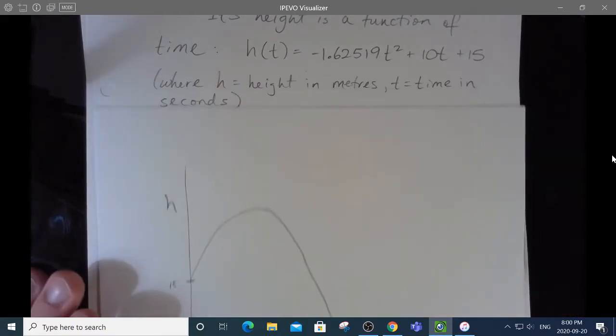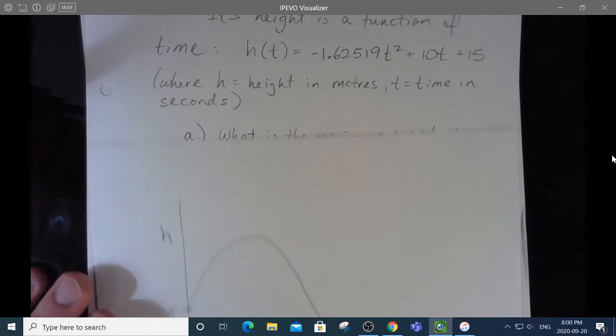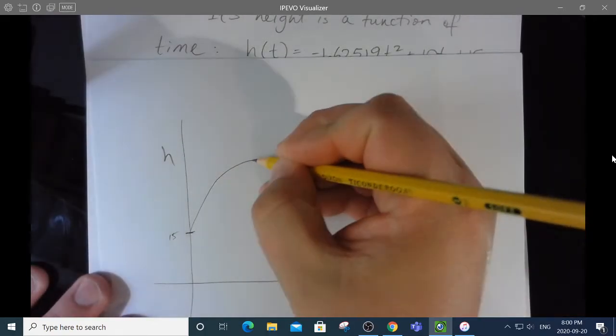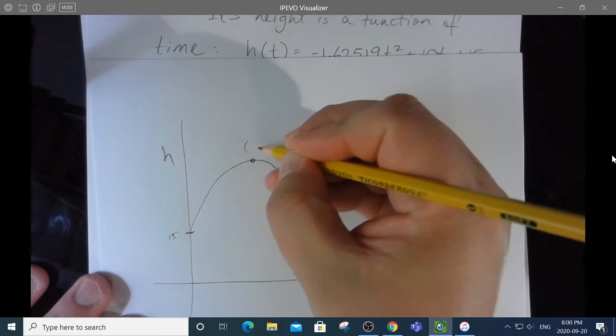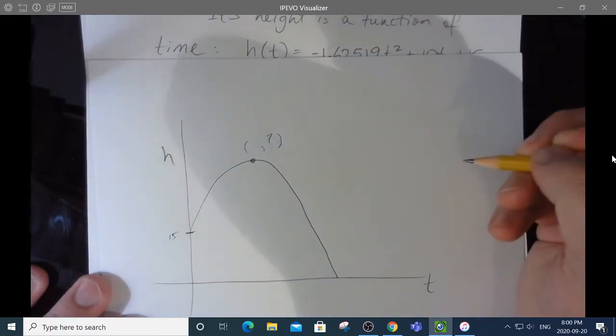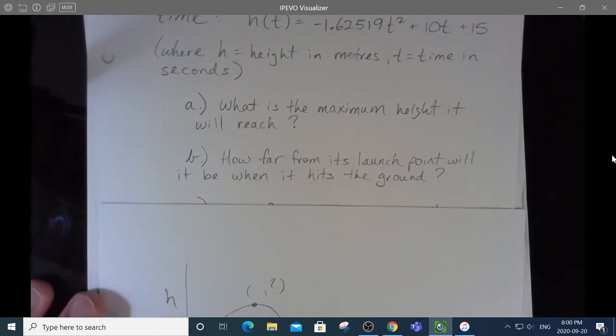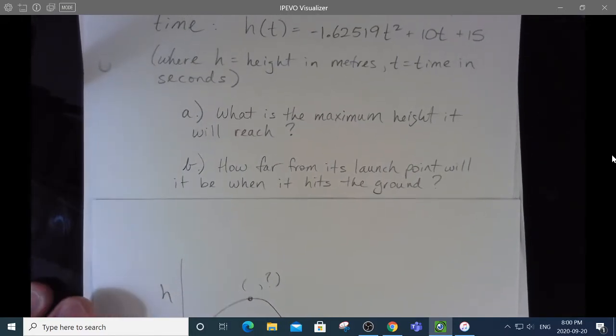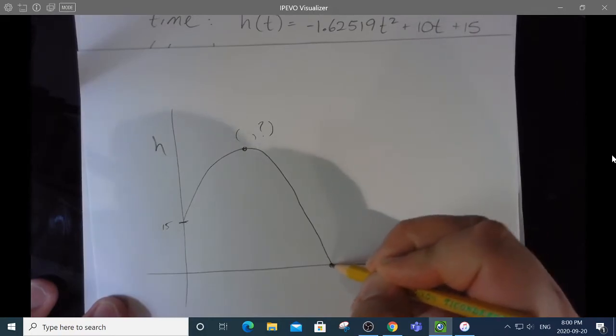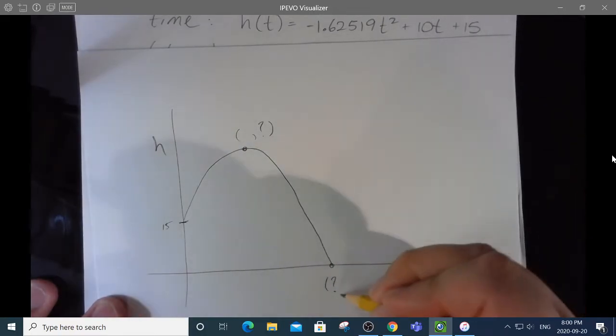And the A question, remember, was what is the maximum height it will reach? So I'm actually looking for that y coordinate, right? That's what I'm looking for. There's the first thing I'm looking for. Then for the B question, it asks how far from its launch point will it be when it hits the ground? So then I'm looking for this x coordinate.